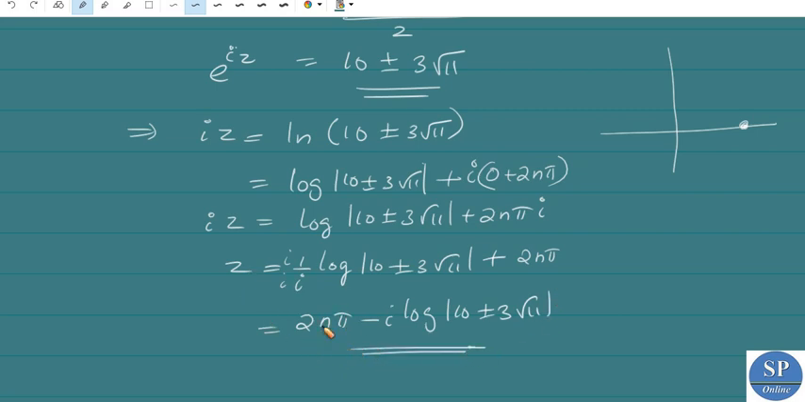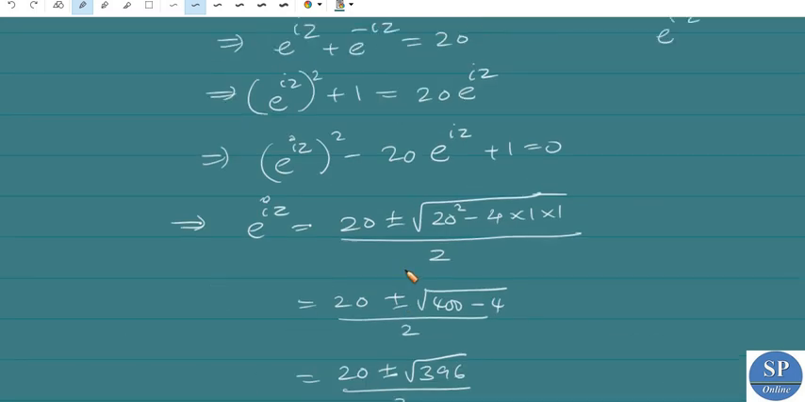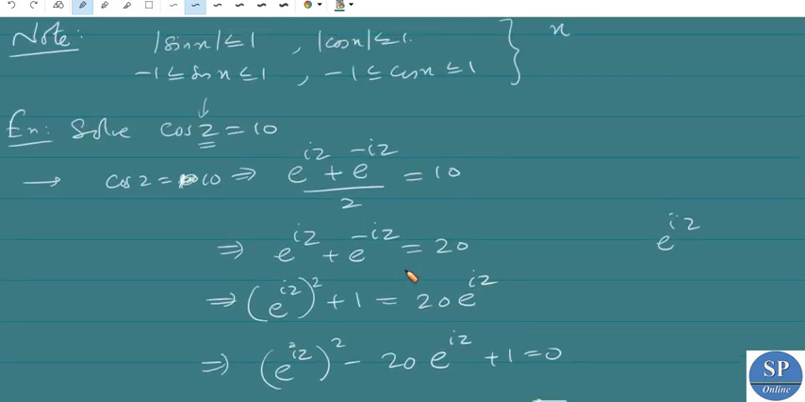Okay, so the value of z such that cos z is equal to 10. So we will have some value of z for which cos z is 10. So we cannot restrict the value of cos z from minus 1 to 1. So the important thing is that it is not bounded. Cos z and sin z are not bounded.